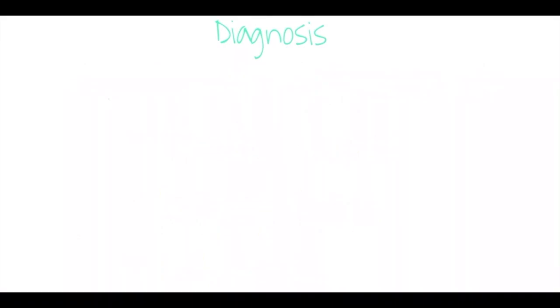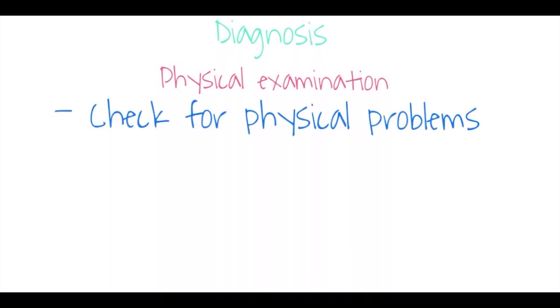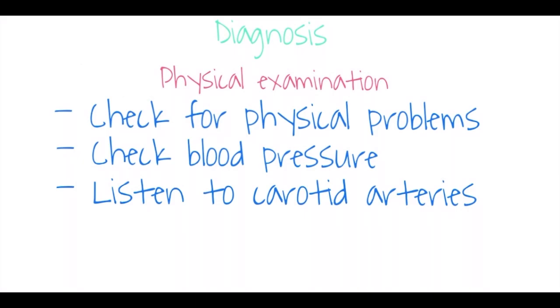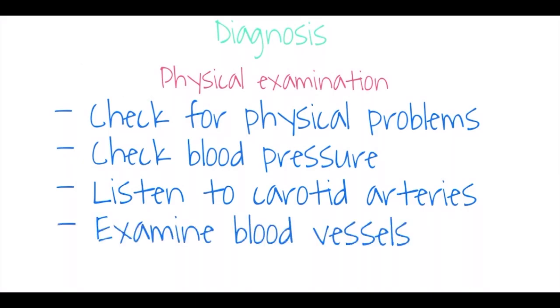The first thing your doctor will likely do is a physical examination. They will check for muscle strength, reflexes, sensation, vision, and coordination. They may also check blood pressure, listen to the carotid arteries in the neck, and examine the blood vessels at the back of the eyes. A doctor may also perform a blood test to check how fast your blood clots, your cholesterol and blood sugar levels, and whether you have an infection.